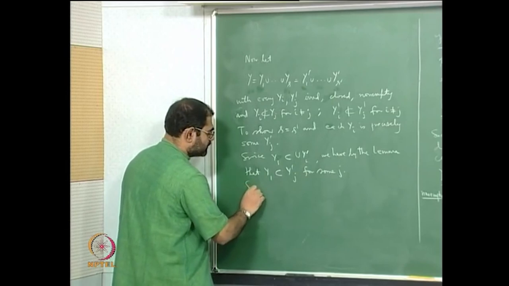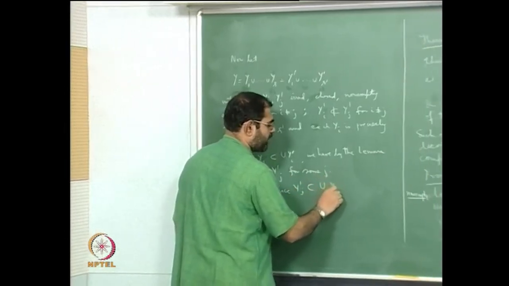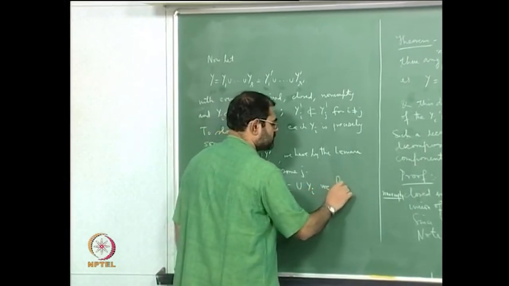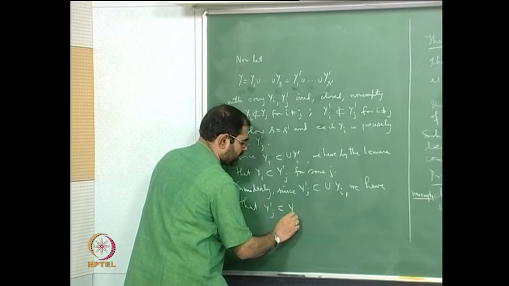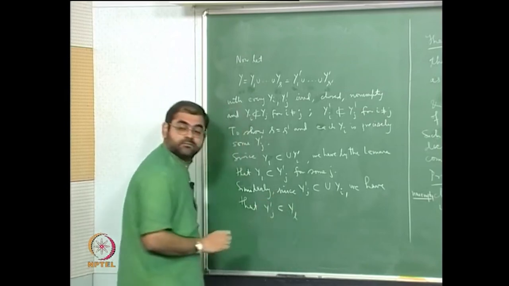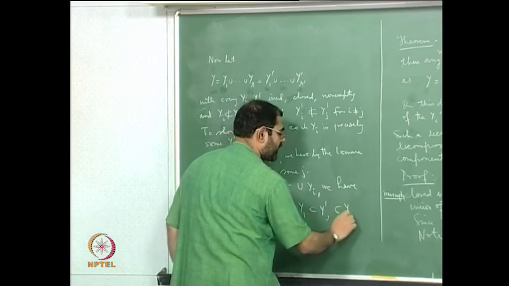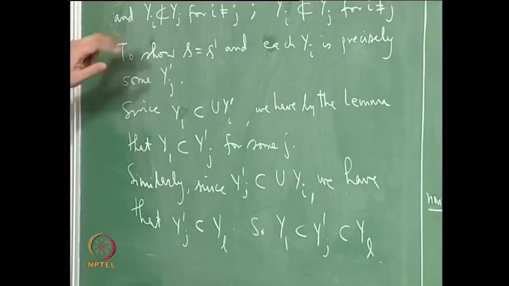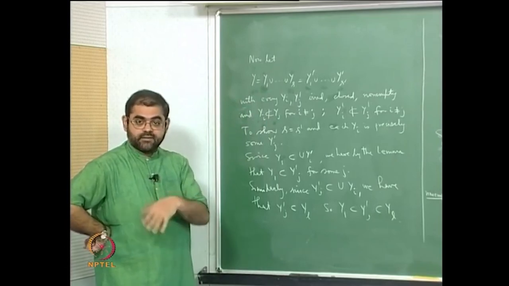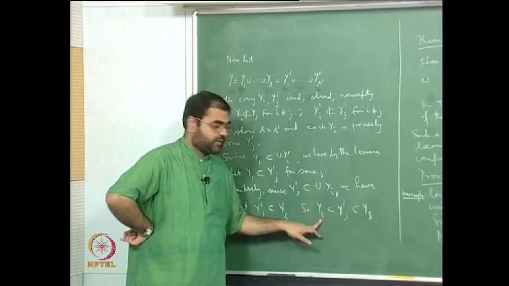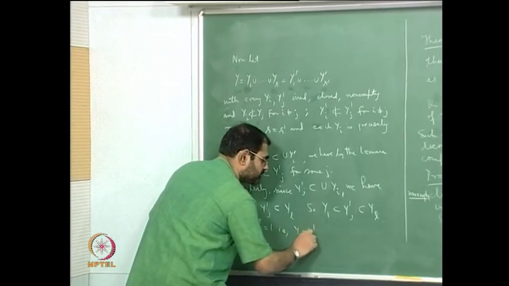Similarly, since y prime j is contained in the union of yi's, we have, since y prime j is irreducible, that y prime j is contained in some y, let me use l, okay. So you will get y1 is contained in y prime j, which is contained in yl. So finally you get y1 is contained in yl, but you are not supposed to have that, because the yi's are non redundant, none of them is contained in the others. So this implies l equal to 1, that is y1 is equal to y prime j.